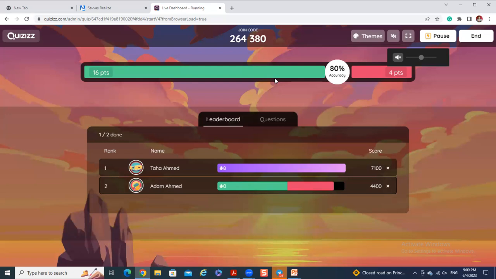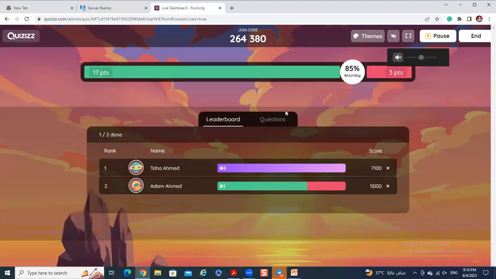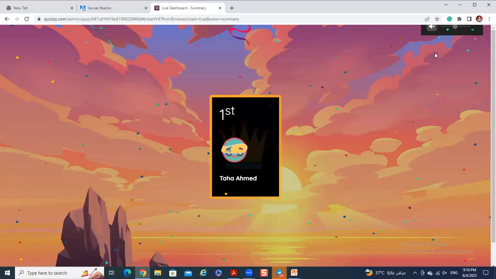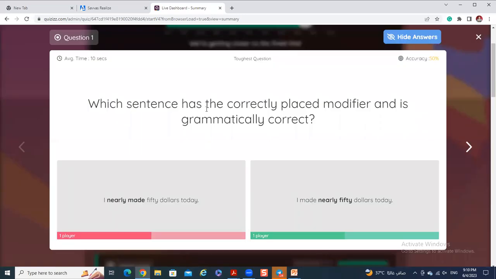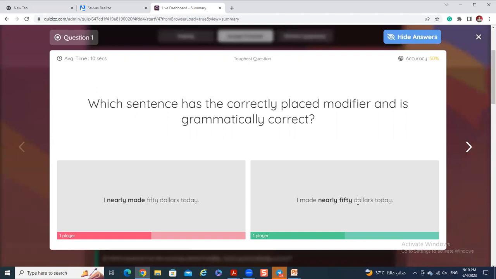I think it's the last question. Okay, let's find what the mistakes are. As you can find here, which sentence had the correctly placed modifier and is grammatically correct? I made nearly $50 today. So "nearly" here modifies $50. In the other, "nearly" modifies "made," like "I only made $50," so he didn't do anything except make. But here, "nearly" modifies $50, not 100, not 5.